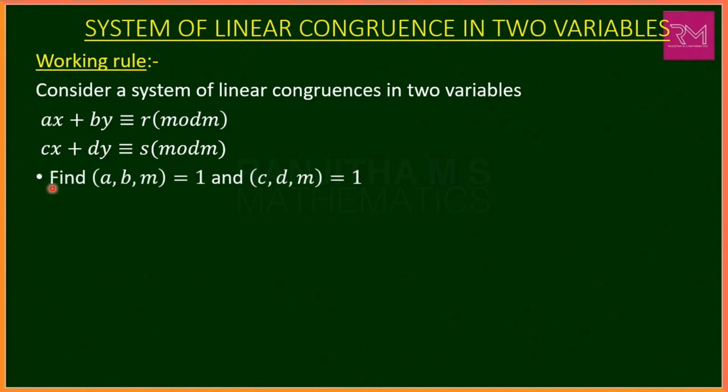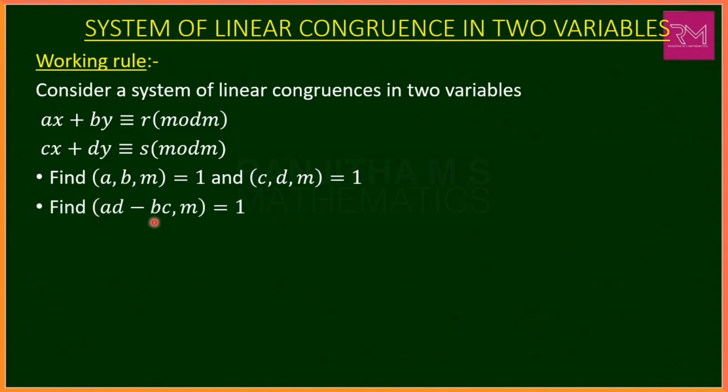First, we have to find the GCD of a, b and the value m, and also the GCD of c, d and the value m. Both must be relatively prime. That is, the GCD of a, b, m must be relatively prime and the GCD of c, d, m must be relatively prime. That means the value is equal to 1. We have to find whether the GCD value is 1 or not first.